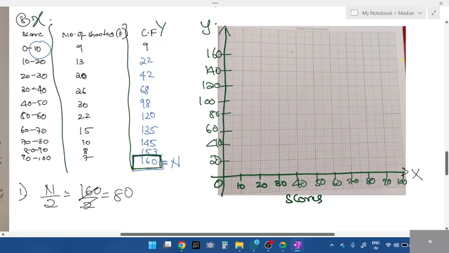Look here. From 0 to 20, how many small lines are there in one box? 10 lines. 10 lines is equal to how many shooters? 20. Then one line is equal to, divide by 10, how much? 2 shooters. Very good. Now we need 9 students. Just divide this 9 by 2. How much is 9 by 2?